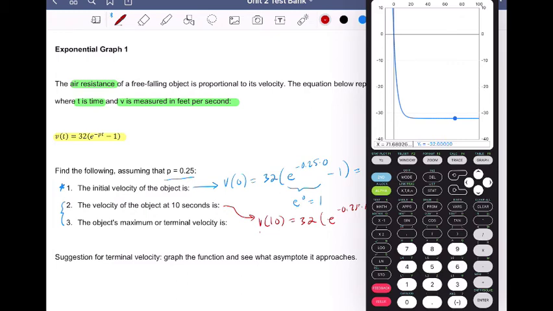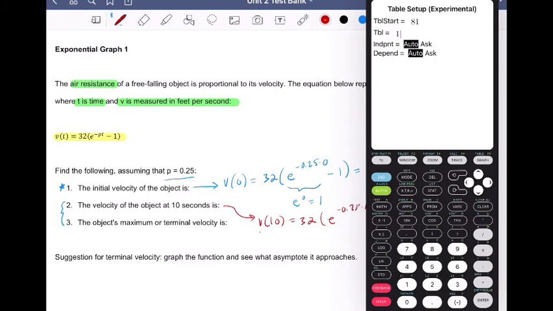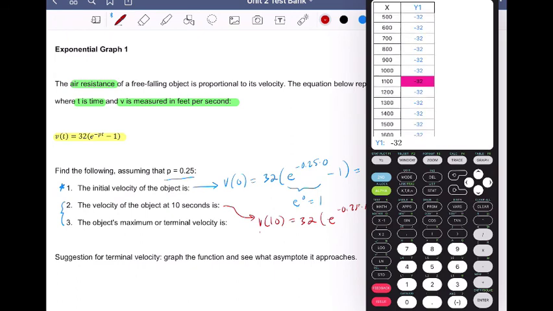If you really want to jump ahead, and you're not convinced, you can go to table set. Let's go up by hundreds, and let's start at 1,000. You can see here that we're going up by a faster increment now, and we're really far along. You can see very obviously that it's sticking with negative 32.